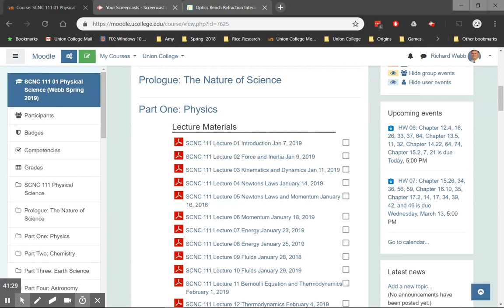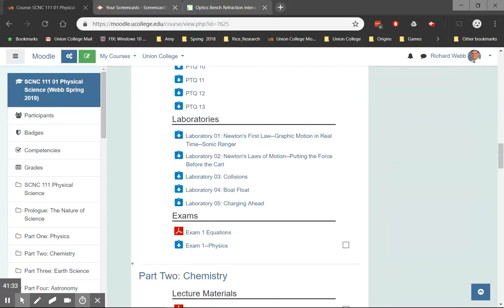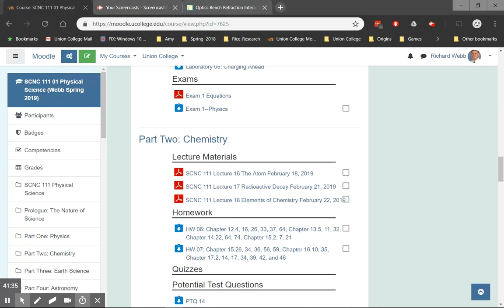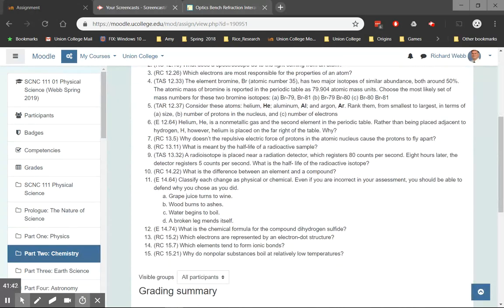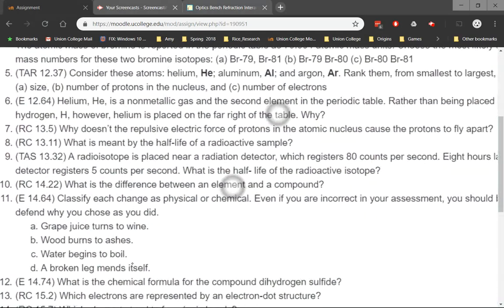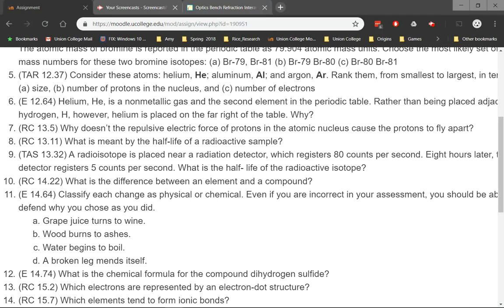It says I'm already logged in. Yes, Amber, you have a question. Number 9 on homework. Okay, it's homework 6, right? Yes. So Amber wants to know about number 9. A radioisotope means that it is a radioactive nucleus. So a radioisotope is placed near a radiation detector which registers 80 counts per second.